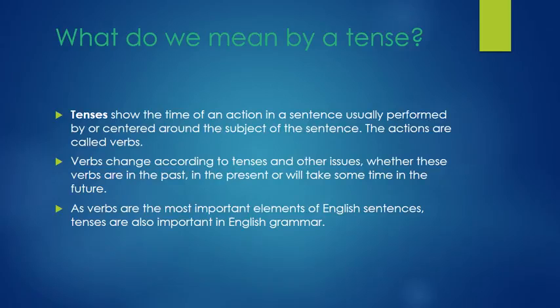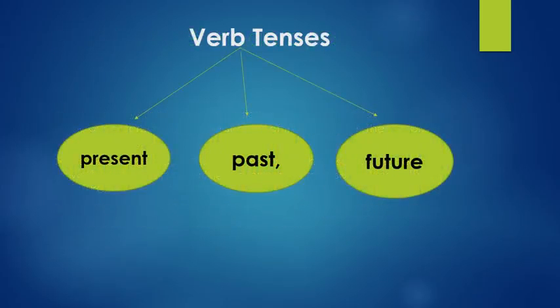Verbs change according to the tenses or other issues, whether these verbs are in the past, in the present, or will take some time in the future. As verbs are the most important elements of English sentences, tenses are also important in English grammar. The verb tenses are either present tenses, past tenses, or future tenses.